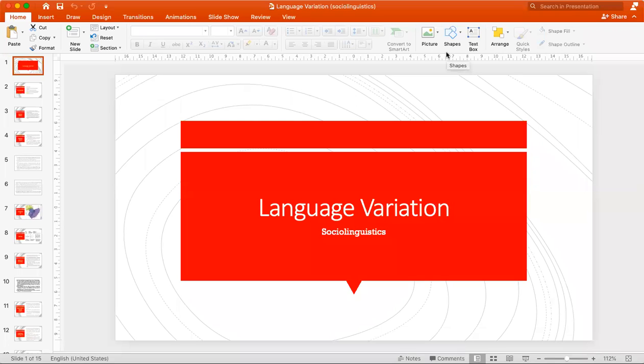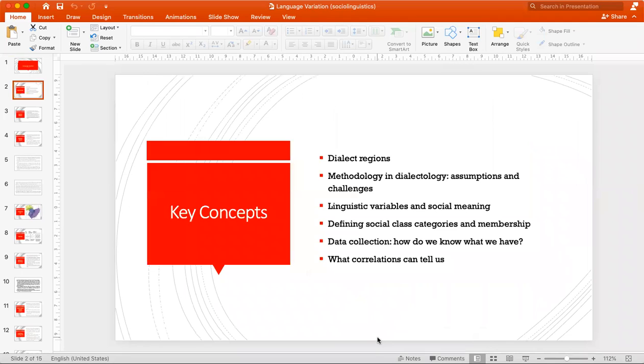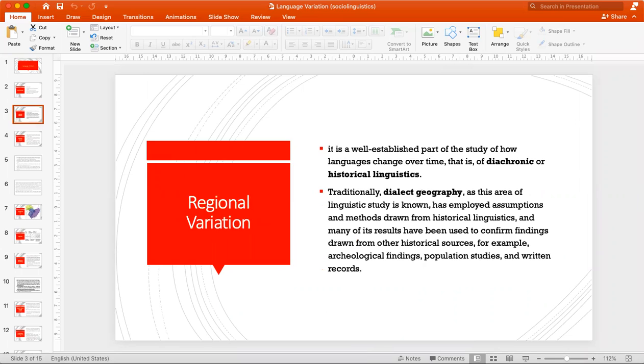Now we go to language variations and social linguistics. The key concepts, as you can see here, are dialect regions, dialect assumptions and challenges, linguistic variables and social meaning, defining social class categories, memberships, and data collections, and what relations can tell us. Okay, now we go on to the regional variations.